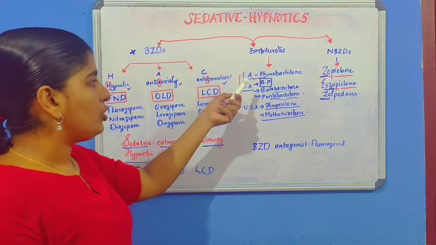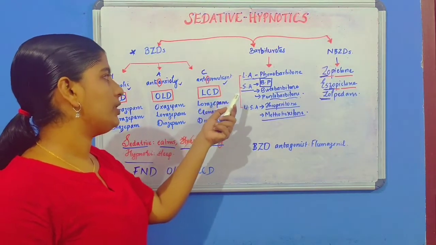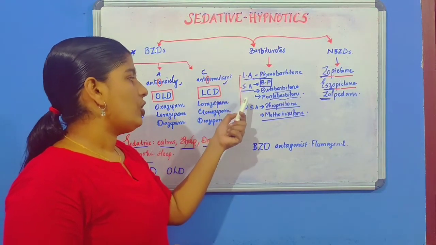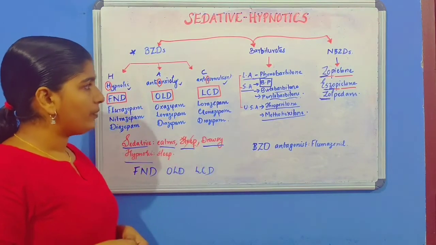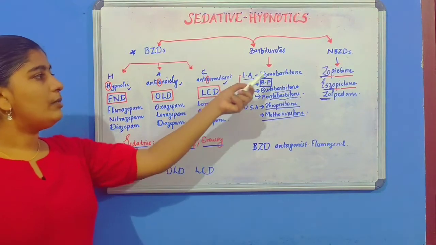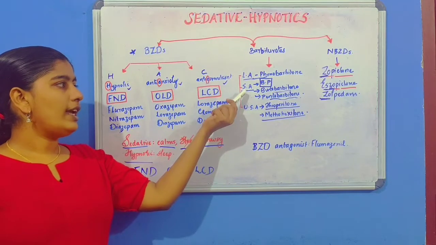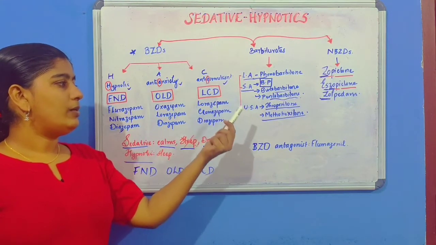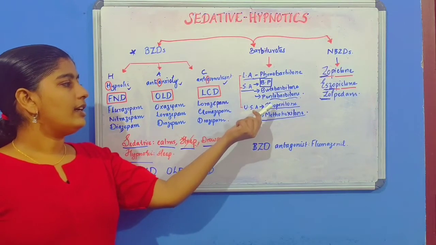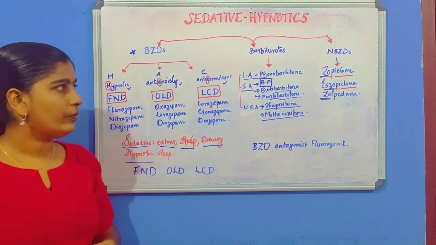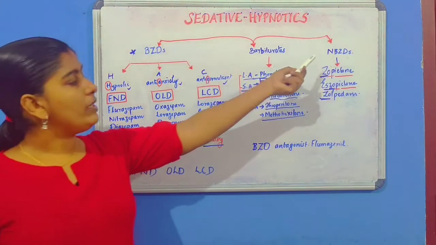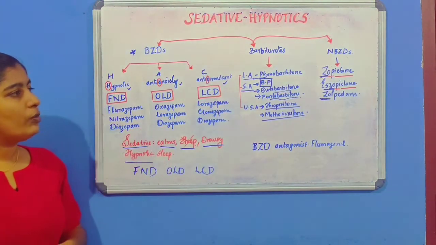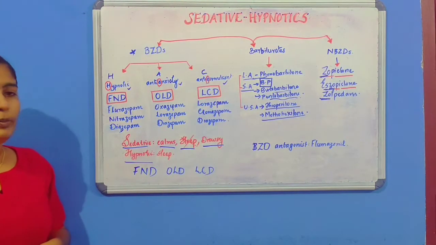Now moving on to barbiturates, they are in turn divided into 3 types, that is long-acting, short-acting and ultra-short-acting drugs. In long-acting, the example is phenobarbital. In short-acting, it is BP, that is butobarbitone and pentobarbitone. In ultra-short-acting drugs, they are thiopentone and methotrexate. Now finally, the non-benzodiazepines, that is zopiclone, esopiclone and zolpidem.